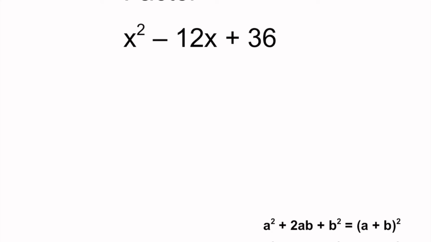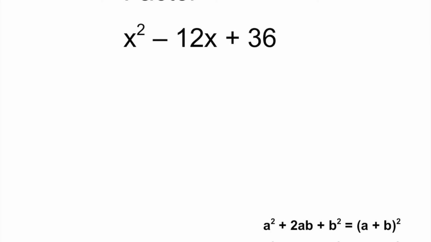Okay, the first one. Factor x squared minus 12x plus 36. So first we want to kind of identify if this is a perfect square trinomial. The first guess is you look at your first and last term. So our first term is x squared. We know that is a perfect square. And we look at our last term, it's a 36. And we know that's a perfect square. So we're thinking that this is probably a perfect square trinomial. But we do have to make our final check.